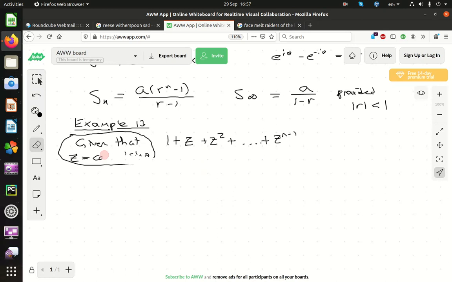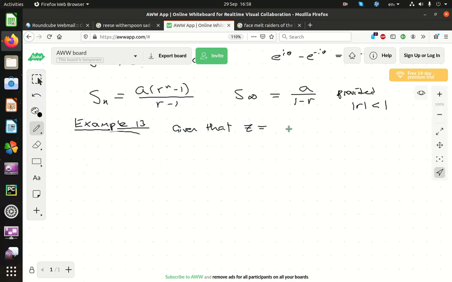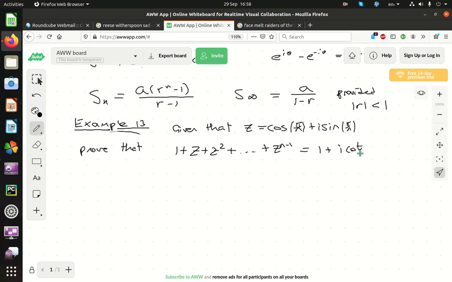I'm not actually looking at the textbook, which I need to be because there's quite a few details here. Okay, so start again. Given that z equals cos of pi over m plus i sine of pi over m, prove that 1 plus z squared, all the way up to z to the n minus 1, equals 1 plus i cot pi over 2m.